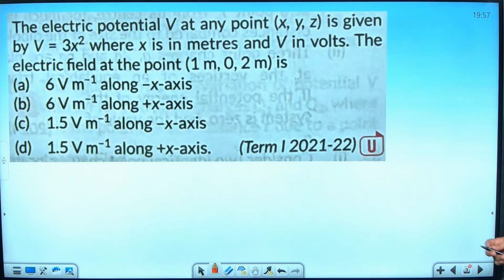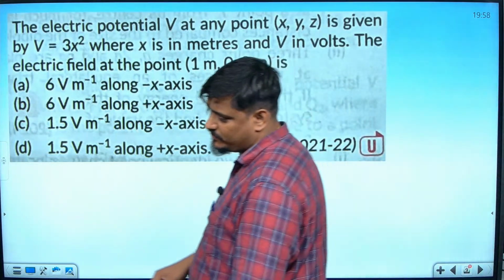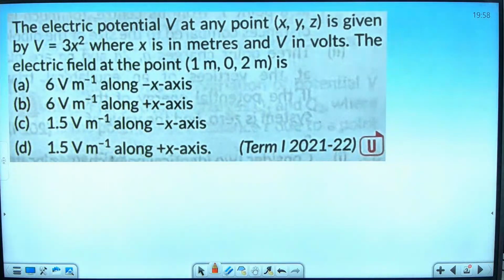Simple question, but electric potential is given. They are asking you to find the value of electric field, and the coordinates are given as 1, 0, 2. Simple, right? Minus dV by dr. So in this case, only x is there, so there is no y or z term also, it became more simple. So negative of 6x, and x is how much? 1. So negative 6, it means what is the answer?